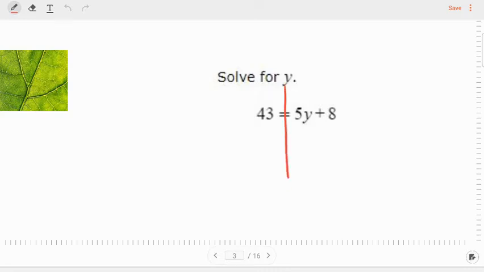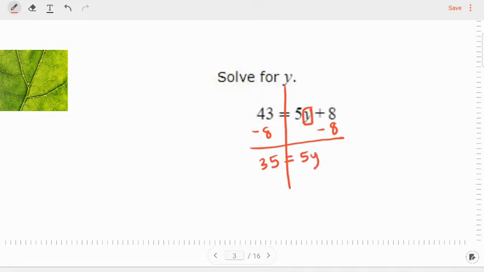So solve for y. Draw my line down my equal sign. Here's my variable. Which is further, the 5 or the 8? 43 is on the other side. Don't worry about 43. But 8's further away, so opposite of adding is subtraction. I'm going to subtract 8 on both sides. Total everything up. 43 minus 8 is 35.